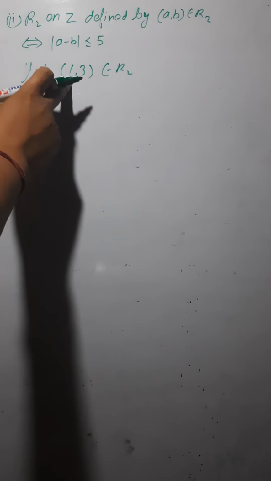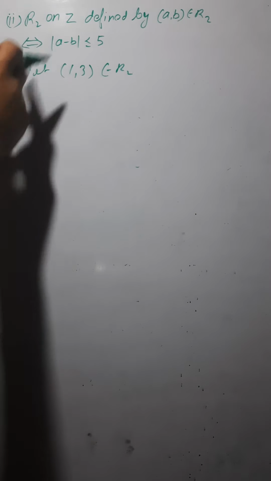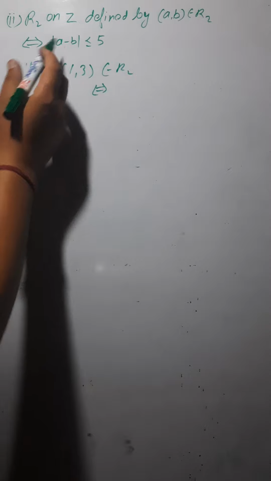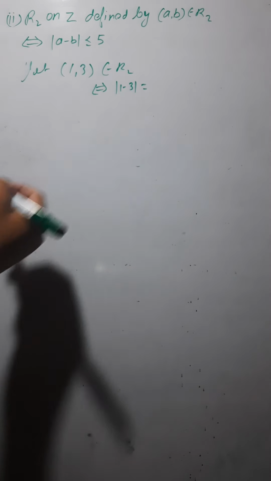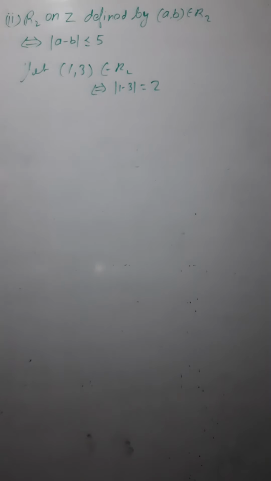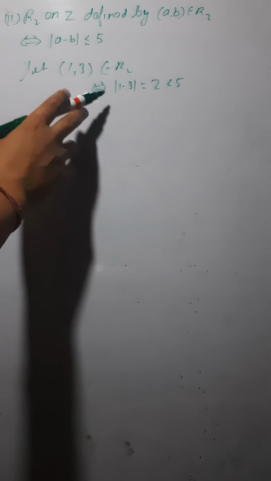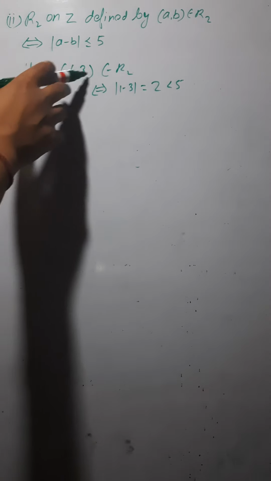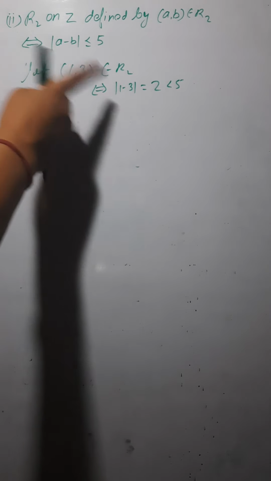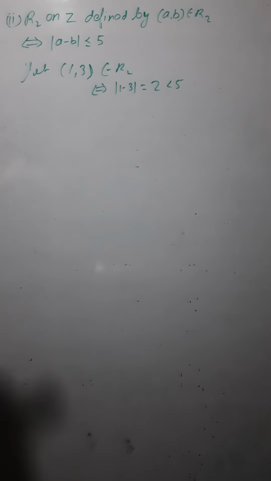Now if you check their modulus, this ordered pair would be there in the relation if it is following this one condition. This element would be there if and only if you have modulus of 1 minus 3. Modulus of 1 minus 3 is how much? Minus 2. Sorry, 2, because modulus is there, so the answer would be 2. Now modulus of 1 minus 3 is 2, which is less than 5. So it implies that the ordered pair 1 comma 3 can be there in the R2 relation, because it is following the condition. The answer is coming less than 5, so this element would be there in the relation.